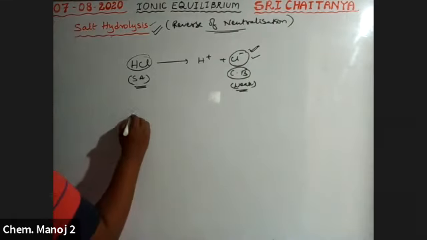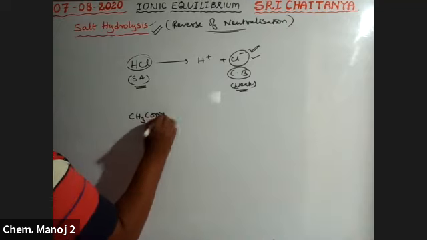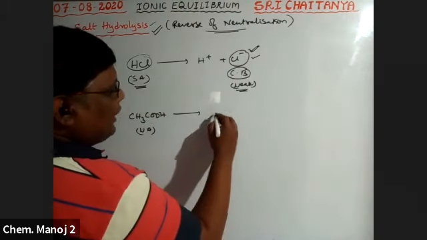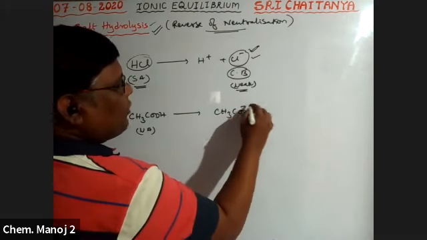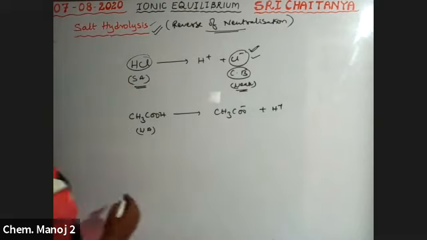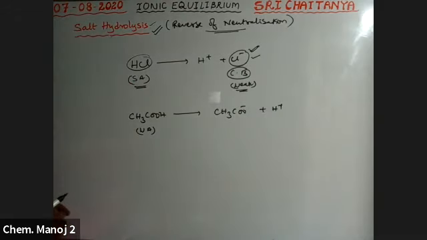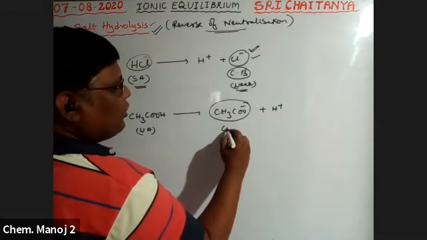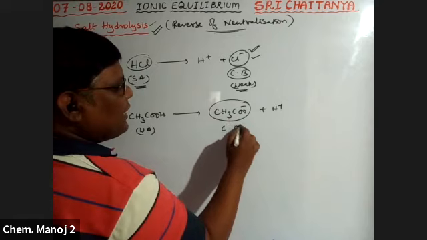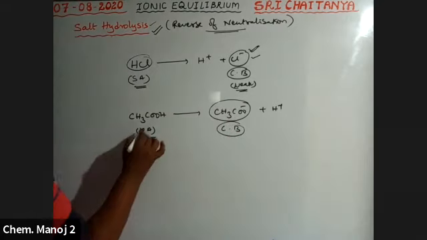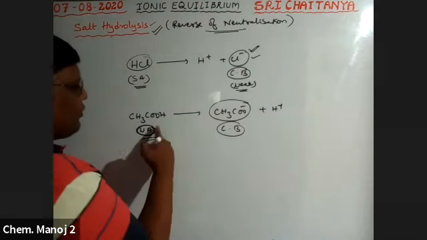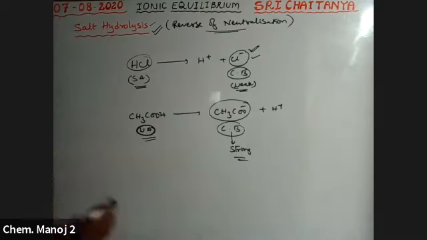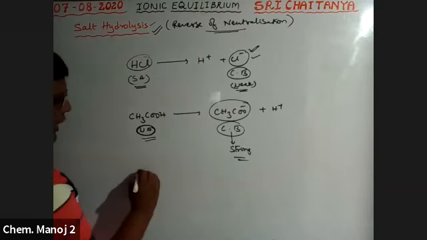For example, CH3COOH is a weak acid. From this, the ions coming out are CH3COO minus ion and H plus ion. Now, this CH3COO minus ion is the conjugate base of this weak acid. Because it is coming from a weak acid, this is strong.